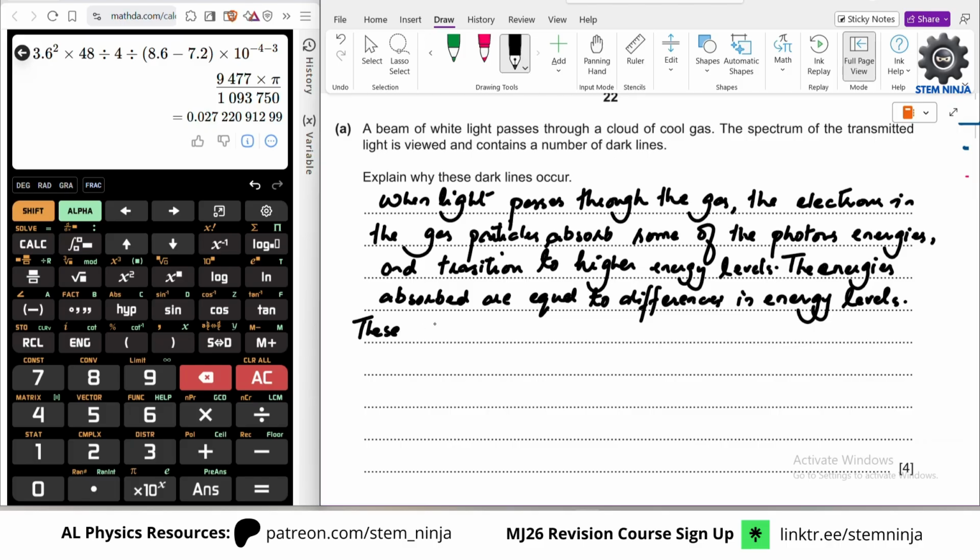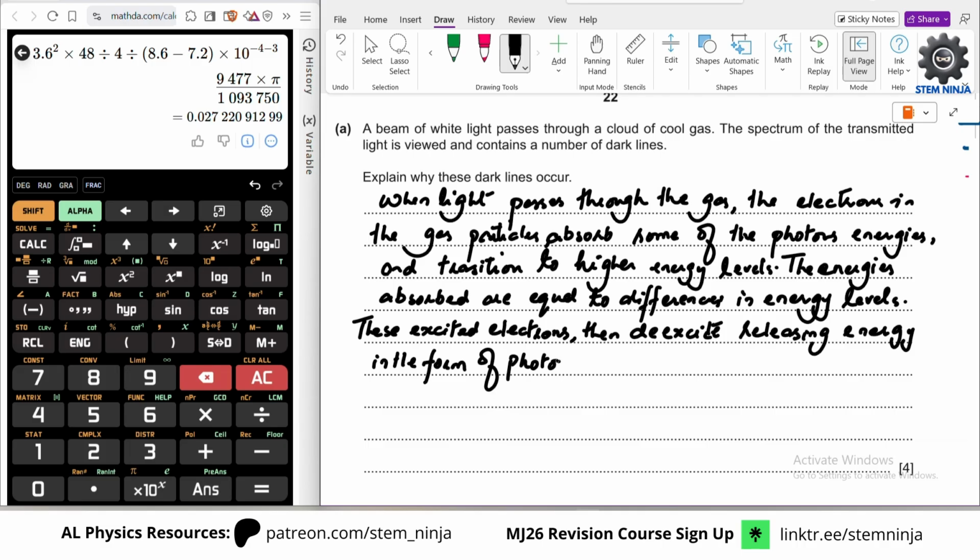These excited electrons then de-excite, releasing energy in the form of photons of specific wavelengths corresponding to the difference in energy levels again.